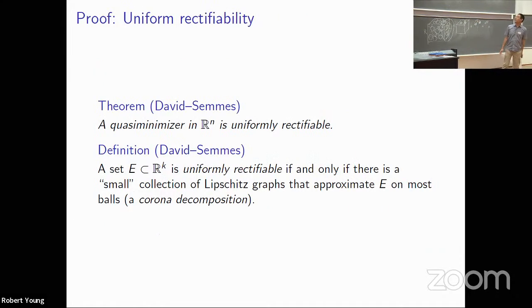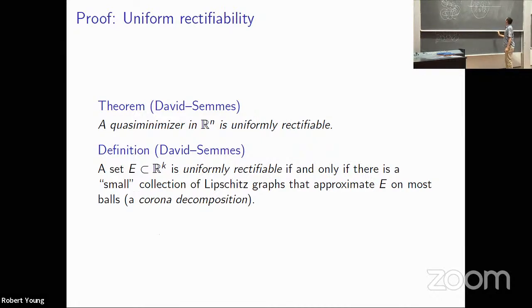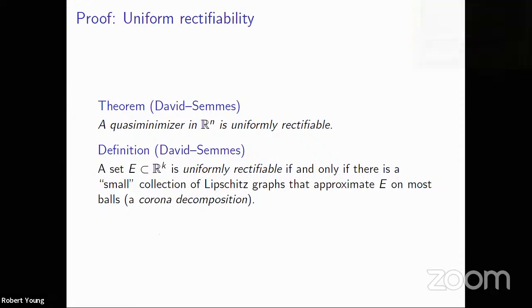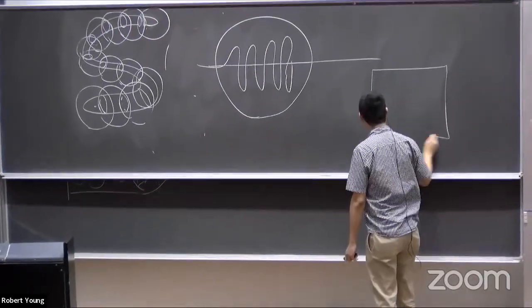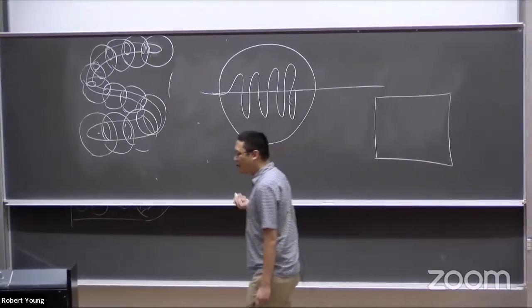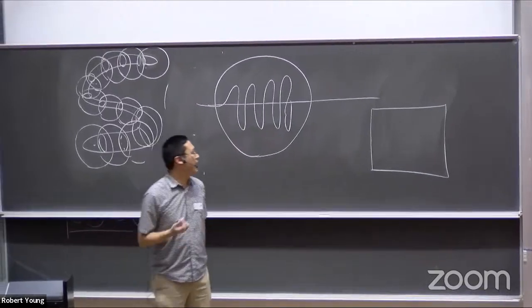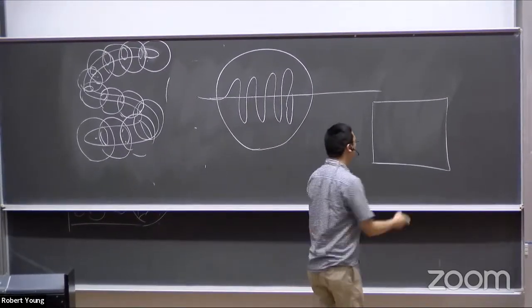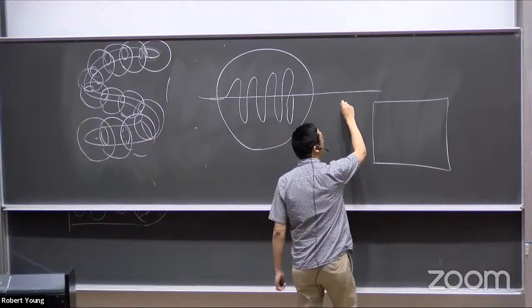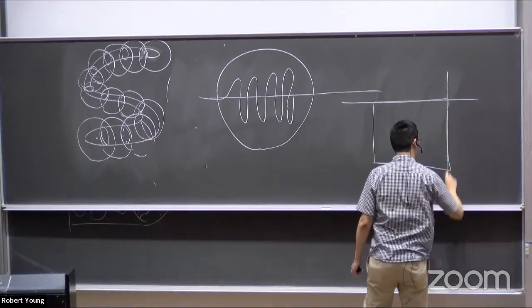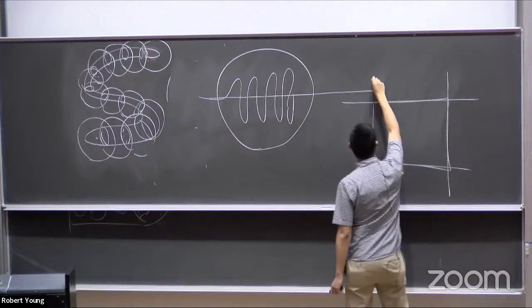There's a theorem of David and Semmes that a quasi-minimizer in R^n is uniformly rectifiable. The definition of uniform rectifiability is a little bit too complicated for me to get into in a short talk like this, but the rough idea is that a surface is uniformly rectifiable if you can approximate it by not too many Lipschitz graphs. So for instance, if you have a square, that's uniformly rectifiable. You can approximate it by 4 Lipschitz graphs, 1 for each face.